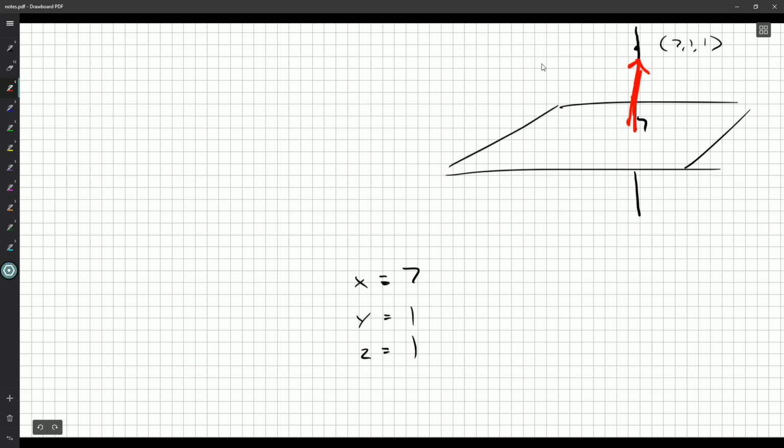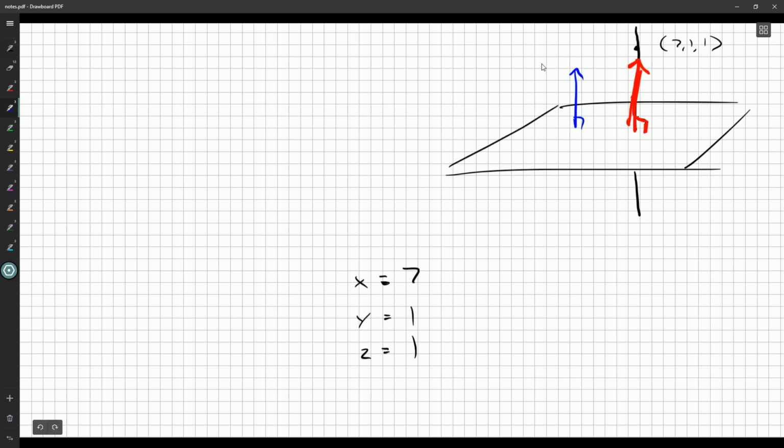This direction vector is going to run along the line, so it's also perpendicular to the plane, but we have a name for vectors perpendicular to the plane. Normal vectors are perpendicular to the plane. So the direction vector for the line is also a normal vector for the plane.